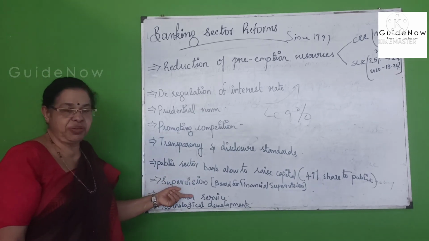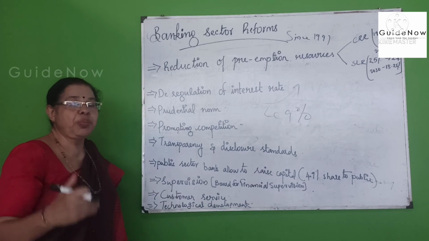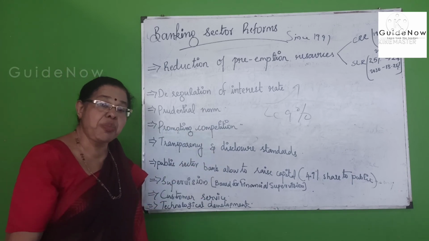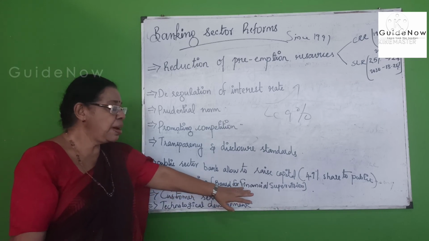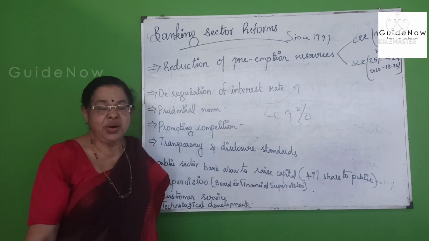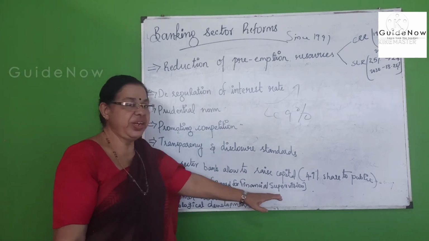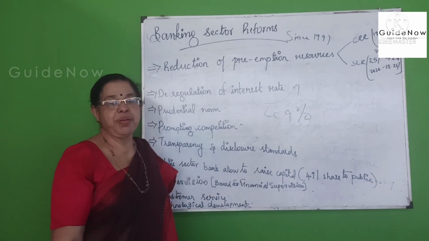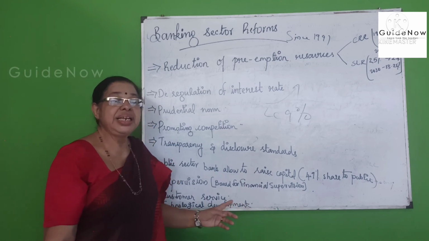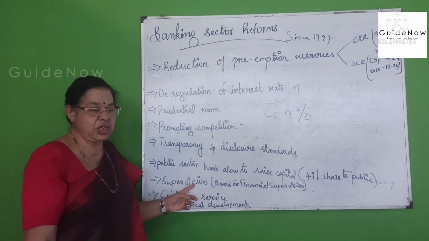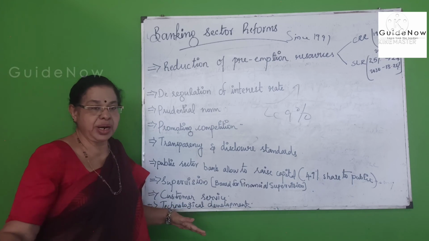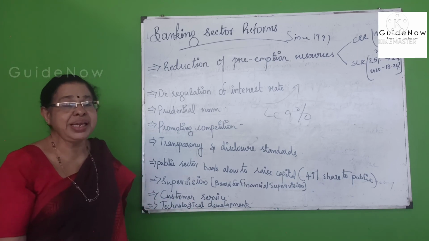And next is supervision. Here a proper supervision was introduced under the banking sector. For that purpose, a particular body was appointed, known as the Board for Financial Supervision. The Board for Financial Supervision was appointed by the government under the banking sector in order to improve the supervision of the bank here. This also brings proper management and proper control. This may increase the banking business.